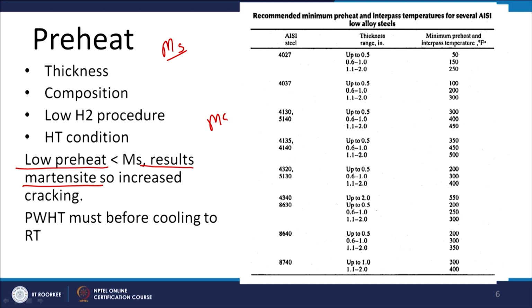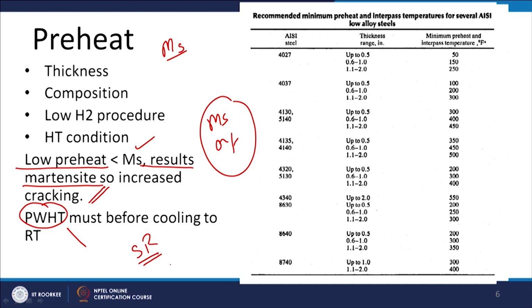We know that MS and MF temperatures are a function of the composition. So, as per the type of steel to be welded, we need to use a suitable preheat temperature. When the preheat temperature is lower than the MS temperature, the martensite formation will lead to increased cracking tendency. So, in this case, before the steel weld joint is cooled down to room temperature, post weld heat treatment, especially for stress relieving, is given, so that the cracking tendency can be eliminated.